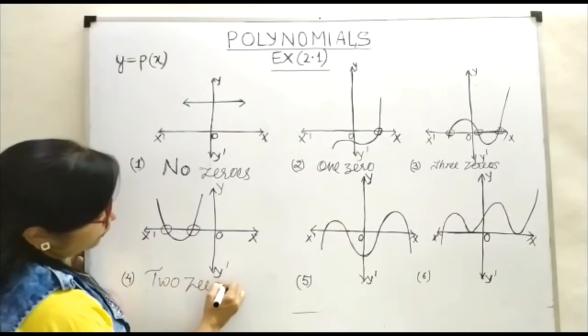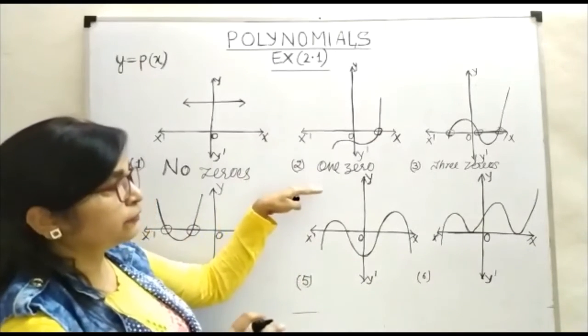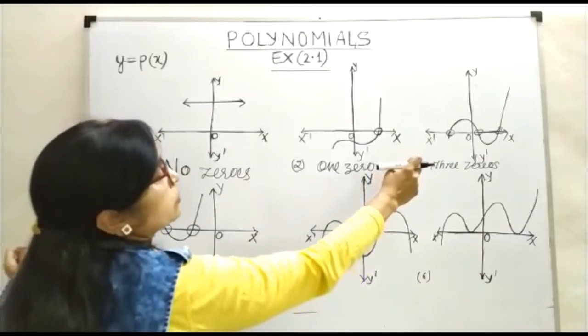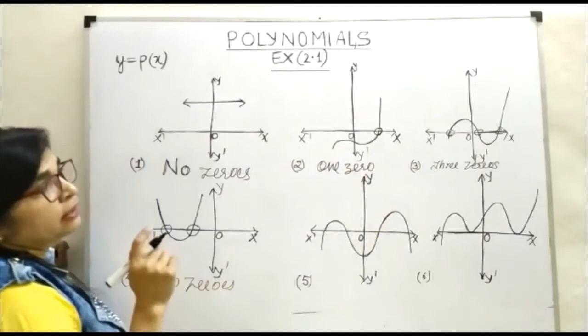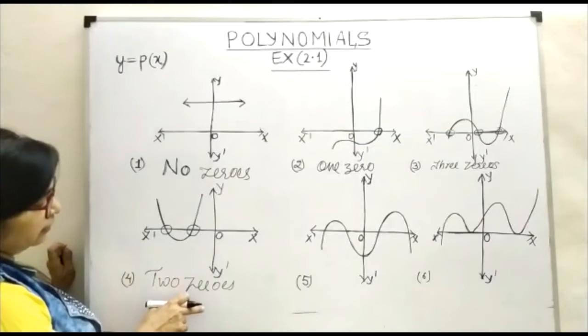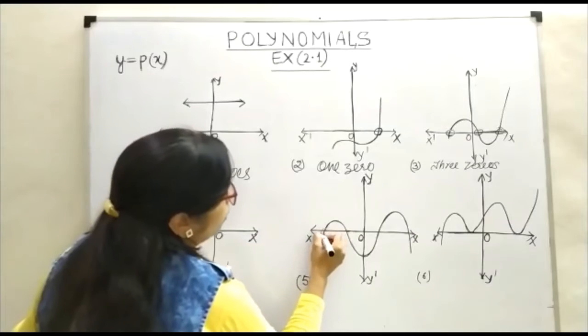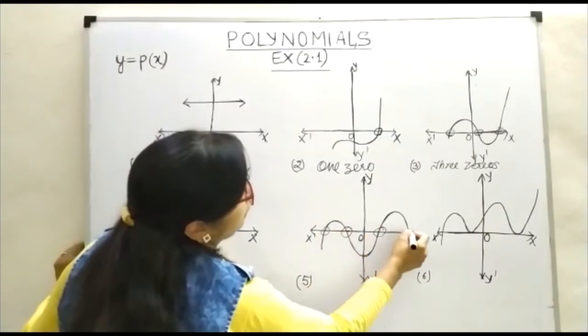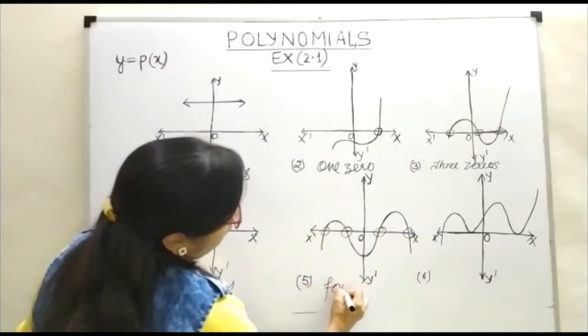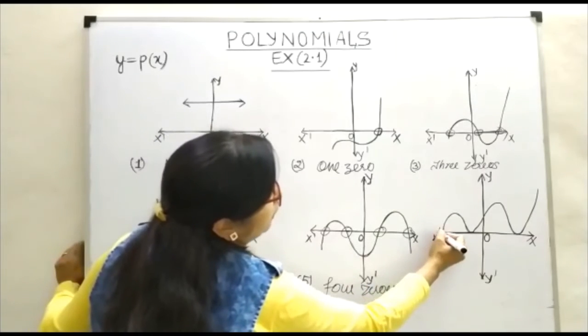So 2 zeros. You have to write the reason also: since the graph intersects at 1 point, therefore the number of zeros is 1. Here also the graph intersects the x-axis at 3 points, therefore the number of zeros is 3. Here it is 2 points, that is why it is 2 zeros. Here you can see 1, 2, 3, 4. So we are having here 4 zeros, and when we come here this is 1.